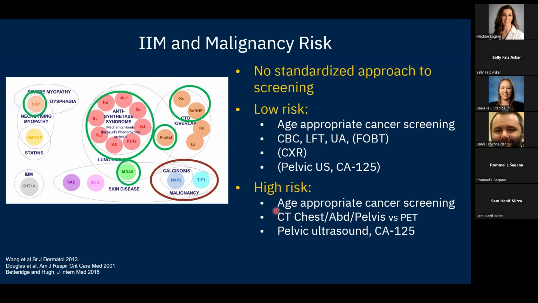High-risk patients, again, we make sure they're up to date on their cancer screening. I always do a CT chest, abdomen, pelvis on these patients, if not a PET scan. PETs are obviously harder to get from insurance, but for patients who have a lot of weight loss, fevers, night sweats, although that might be due to the myositis, if they're high risk, then we might petition their insurance for a PET instead. And then all of these patients, I also get a pelvic ultrasound and a CA-125, or I guess all of the female patients, I should say.